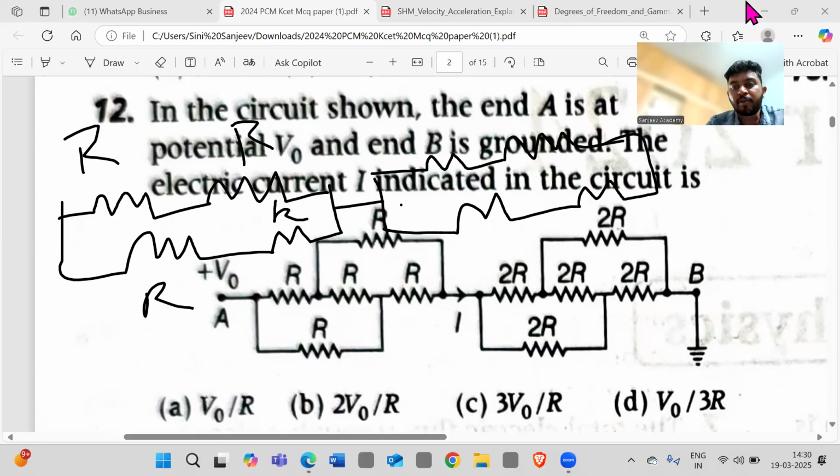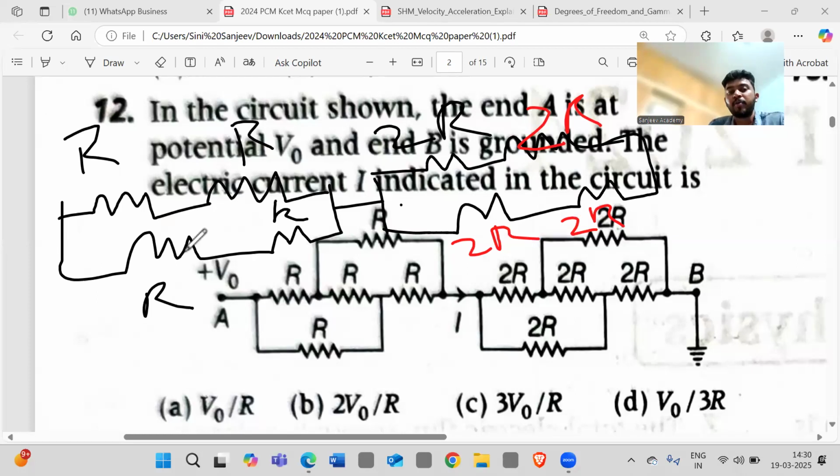And all of these things are what? 2R respectively. I'll change the color. Yeah, 2R. And here also it is 2R. 2R is here. So I hope you know, right? R plus R, 2R. 2R is in parallel with this 2R. What is the answer? R. And what is the answer for this? 2R plus 2R, 4R. Parallel. So it is again what? 2R. R parallel to 2R. R parallel to R, series with R parallel, series with 2R.